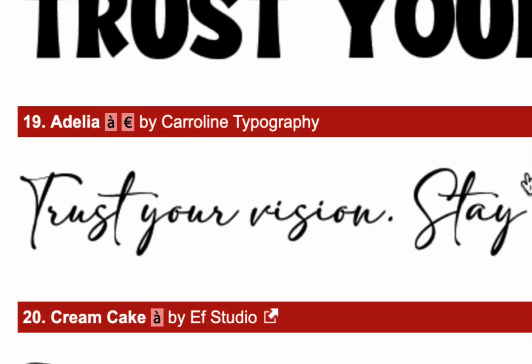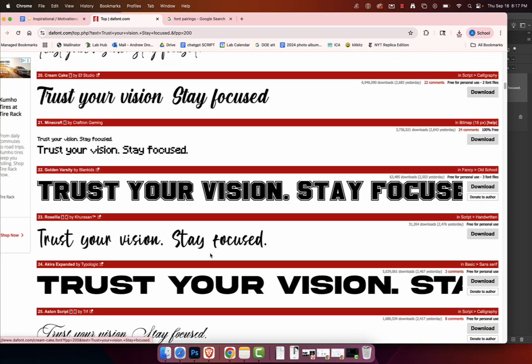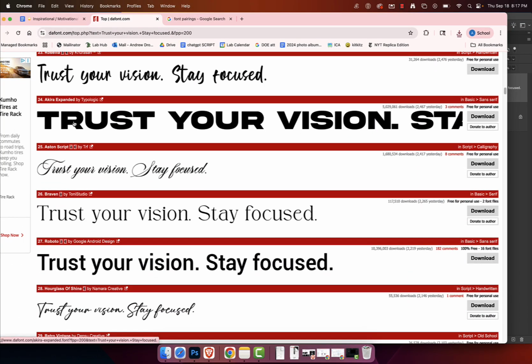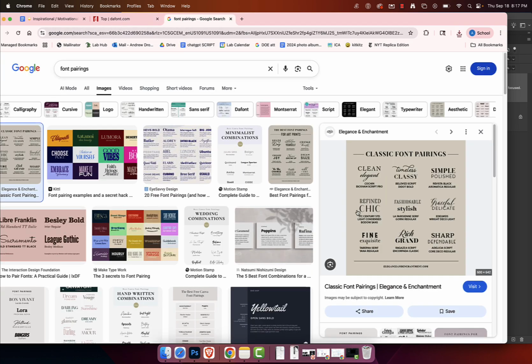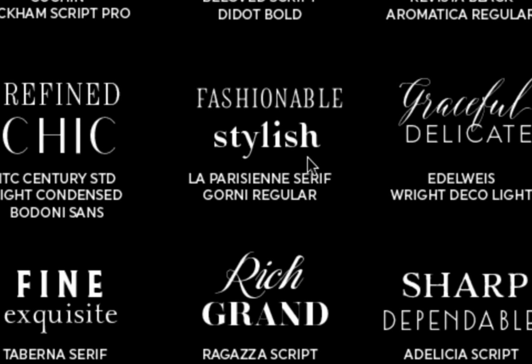So this is going to take a second. Okay, I like Adelia. That's one that I've used in the past. I'm going to download it, and we're going to get one more. Now we need a block font. And let's go to Akira Expanded. We'll see what happens. I'm going to download it. And the reason we want a block font and a script font is because it creates a nice juxtaposition. These are some classic font pairings. This is what we want to be aspiring to.